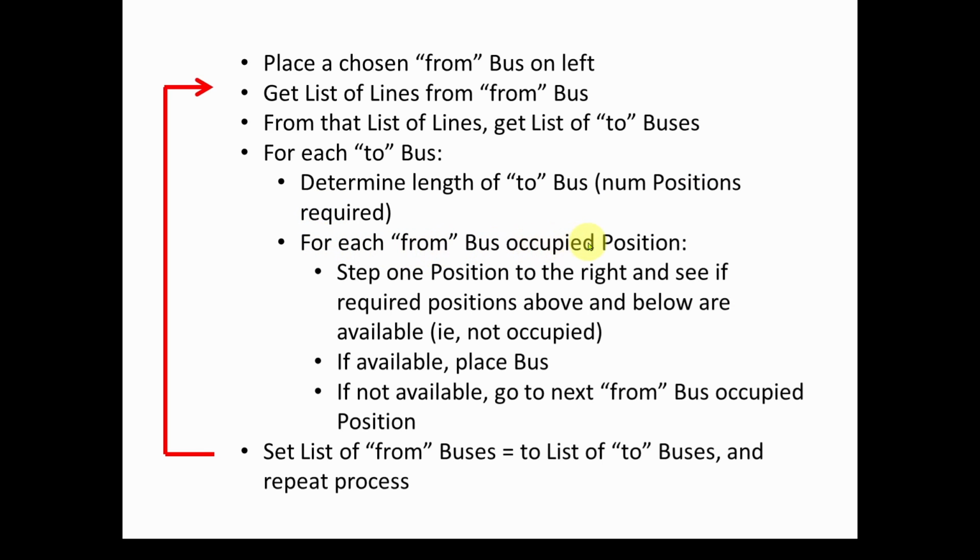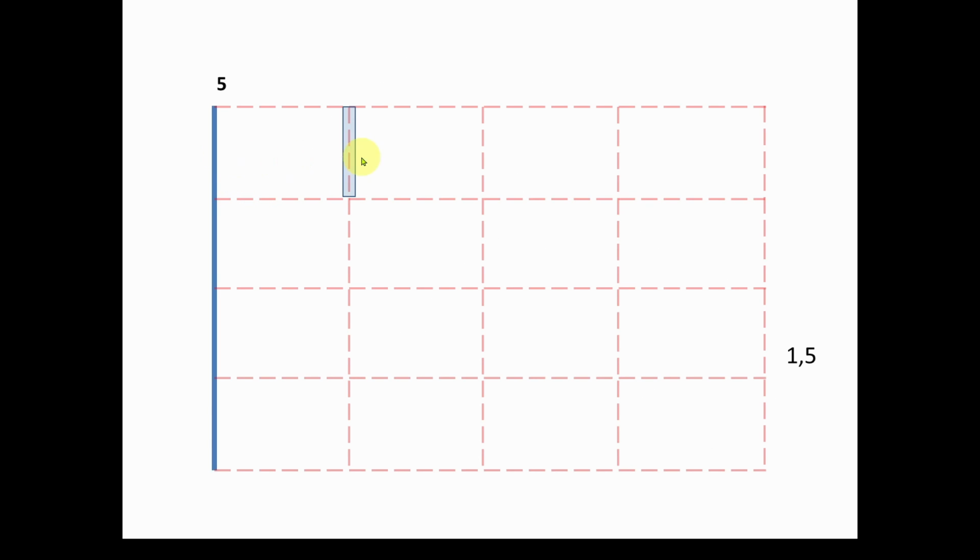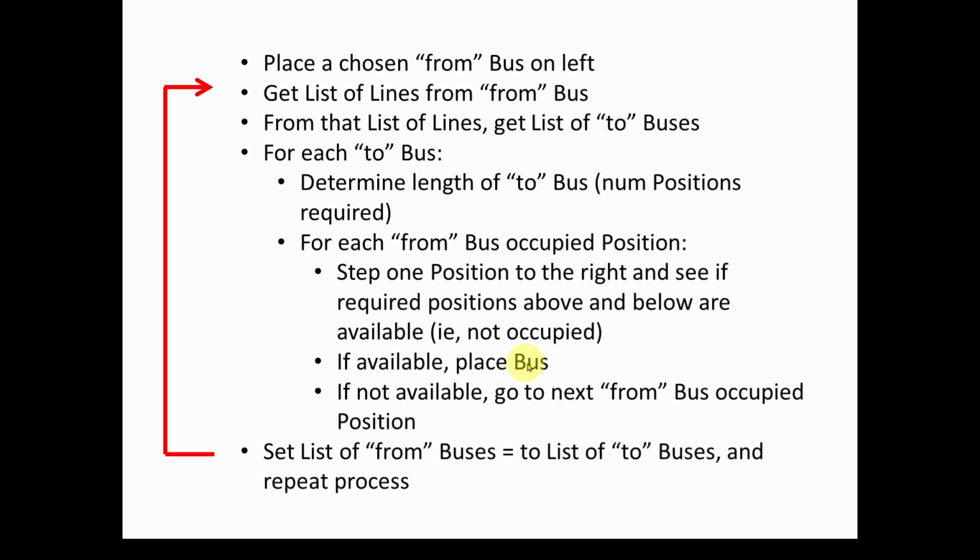and then for each from bus occupied position, step 1 position to the right and see if the required positions above and below are available, i.e. not occupied. So we're stepping 1 position to the right, seeing if that's occupied, and in this case we've got to make sure this is not occupied, and since this is the 0th column, there's no position up here, so we need to determine, is this occupied and is this not occupied, so that we don't have a confusion and have one long bus. If it is available, place the bus. If it's not available, we have to go to the next from bus occupied position and do the same thing all over again.